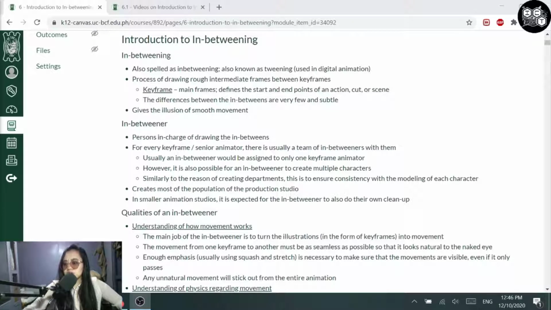Cleanup artists, yes, it's possible for them to ascend to the different ranks since they basically have an idea of movement, but in-betweening is a more direct application of movement, whereas for cleanup you're basically following the steps of what the in-betweener or the keyframe animator has done for you. As stated, in smaller animation studios or in more modern animation studios that utilize traditional animation, usually the in-betweener is also expected to do their own cleanup.